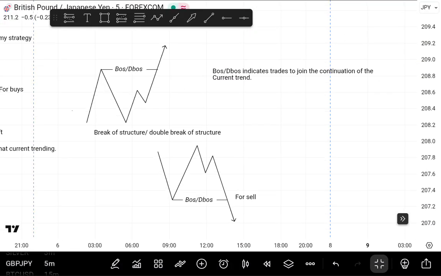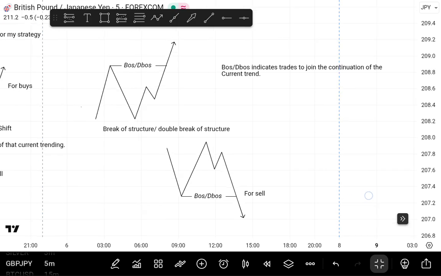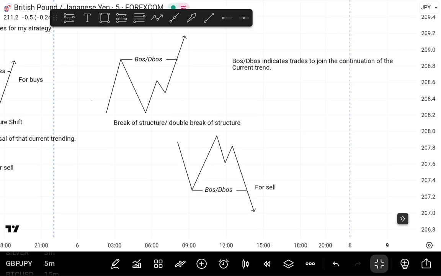So reconstruction is the kind of structure that tells me I should continue in the current trend. I should take trades to follow the trend. When I come to the market, there are two things I look for: either to join the trend, or to join the reversal when the trend is about to change. When I see a market structure shift, I want to join the reversal of that trend. When I see a break structure, I want to join the continuation of that trend.